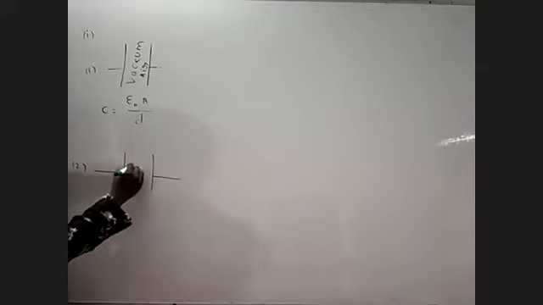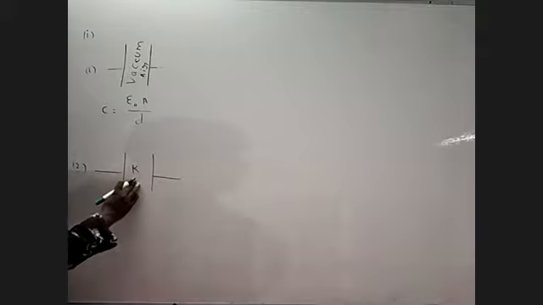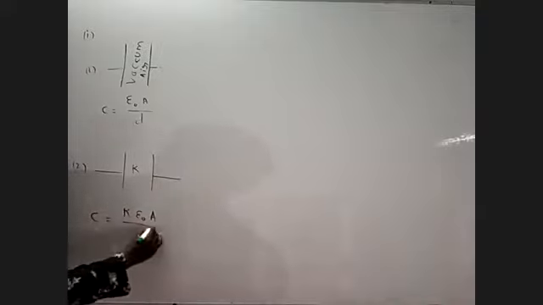Next one is the second formula. This is a capacitor where K means a dielectric slab is placed between the two plates. The formula is C is equal to K epsilon naught A by D.